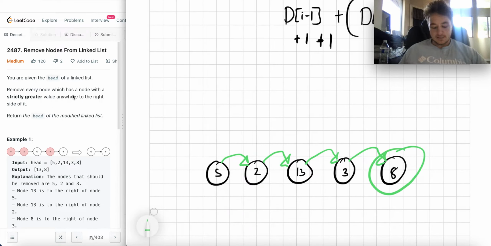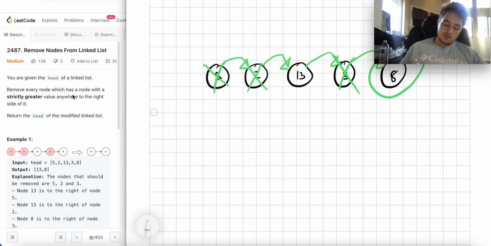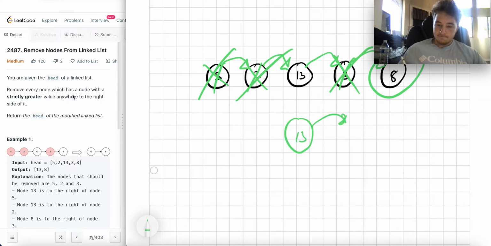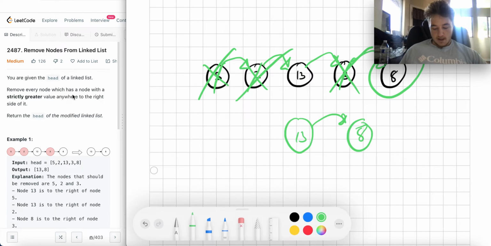2 is going to get removed because it has 13 and 8, which are greater than it, to its right. And 5 will be removed because it has 13 and 8 to its right. So the final list, after we remove these nodes, is just 13 and 8. Simple enough. So how do we process this?